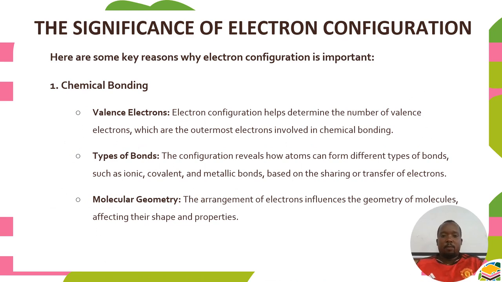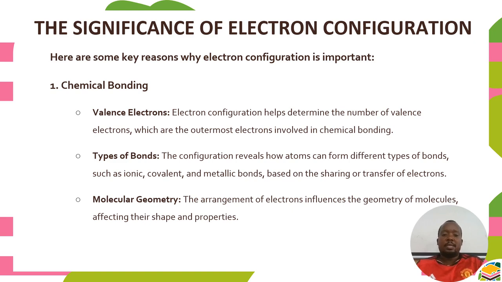Okay, what is the significance of electron configuration? In summary, here are some of the key reasons why electron configuration is important. First and foremost, in chemical bonding, because the electron configuration will tell you the valence electrons, the electrons which are found in the valence shell. The valence shell is the outermost shell, so it will tell you the number of electrons in the outermost shell. You can define valence electrons as the electrons which are found in the outermost shell.